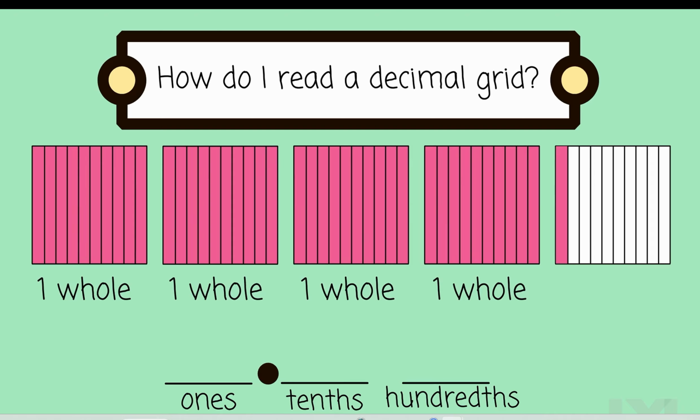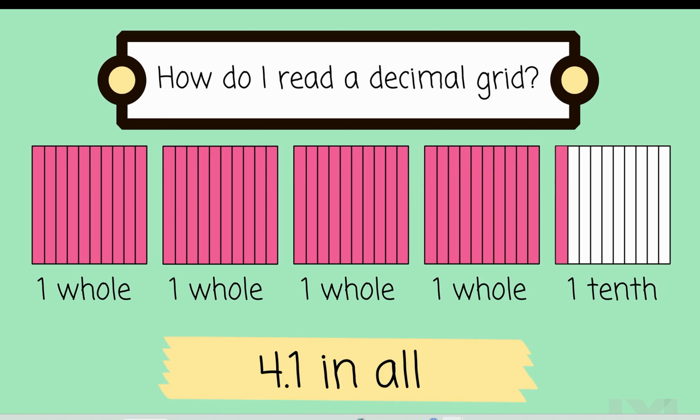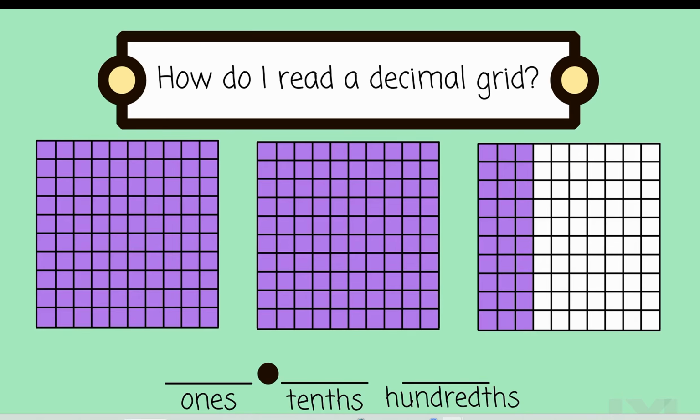We can write these 4 wholes with a 4 in the ones place. In the last grid, I see that 1 out of 10 parts are shaded in. The last grid is representing 1/10th, so I'll add a 1 to the tenths place. In all, these grids are representing 4 and 1/10th. Let's look at another example.